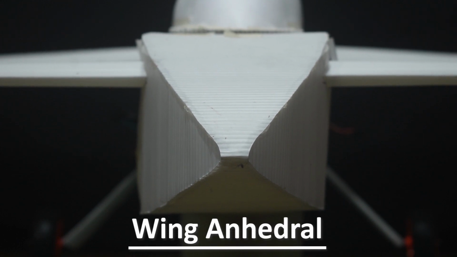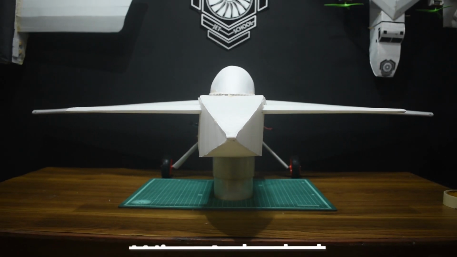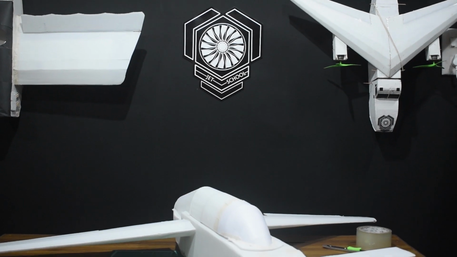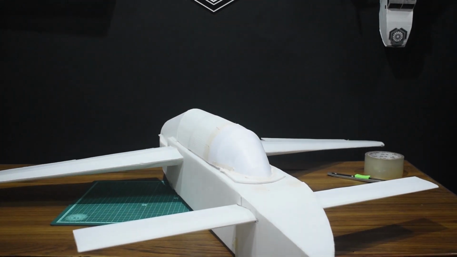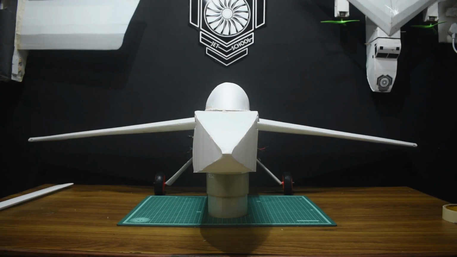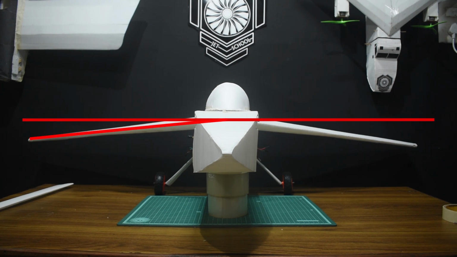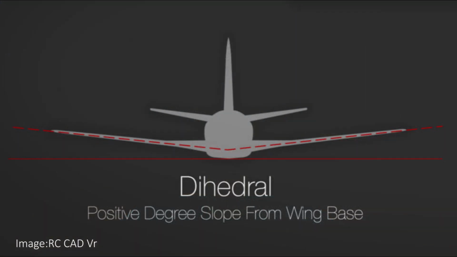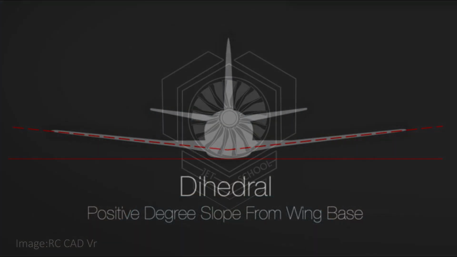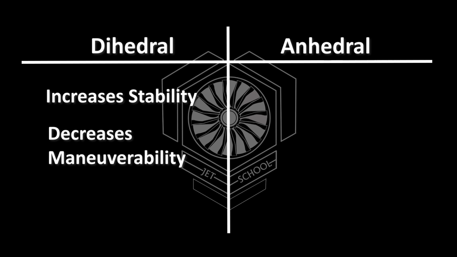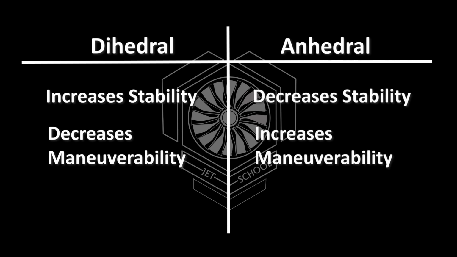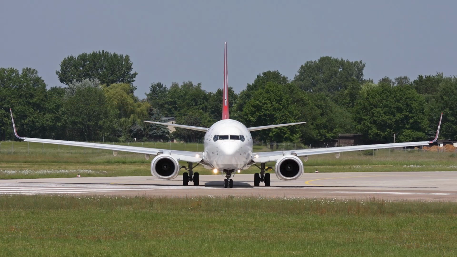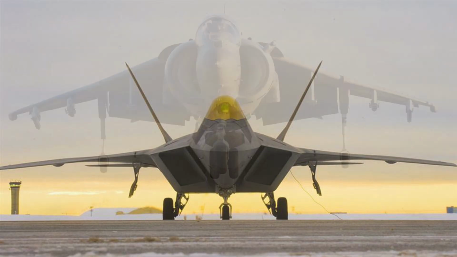On to the next section, solving the unwanted wing anhedral. But before I go into how I solve this issue, let's first see what anhedral means. Basically, anhedral is when the angle of the wing is inclined downwards with respect to a horizontal line, while dihedral is when the wing is inclined upwards. Dihedral increases lateral stability but limits maneuverability, while anhedral decreases lateral stability but increases maneuverability. Most airliners are stable, while fighter jets are designed to be unstable.